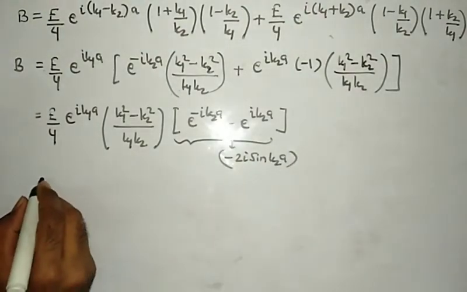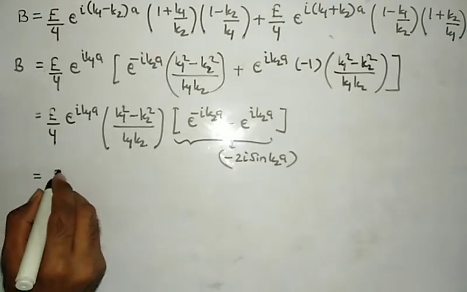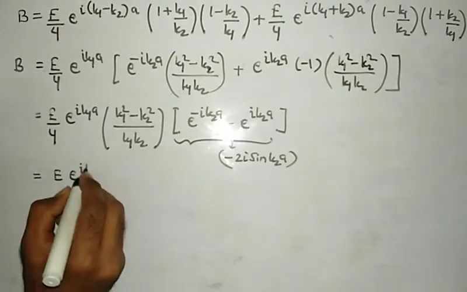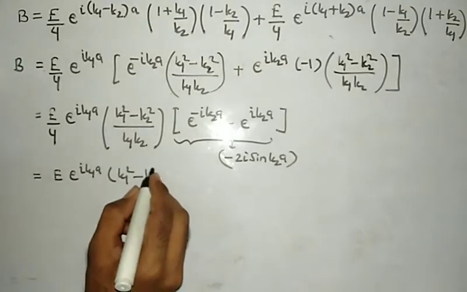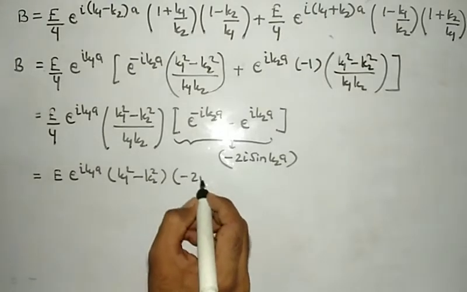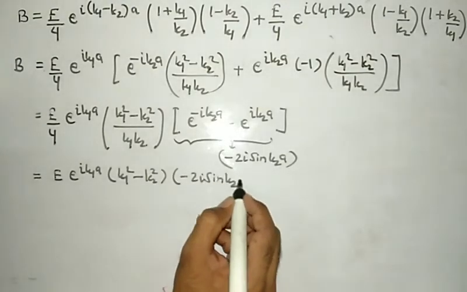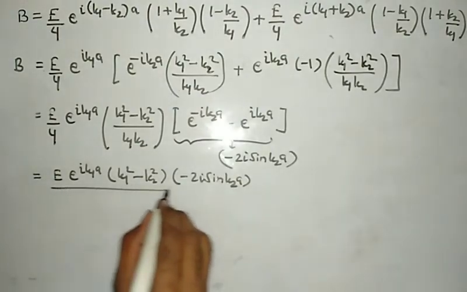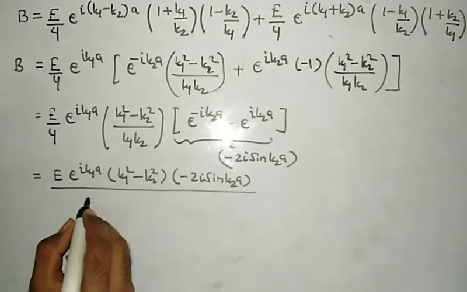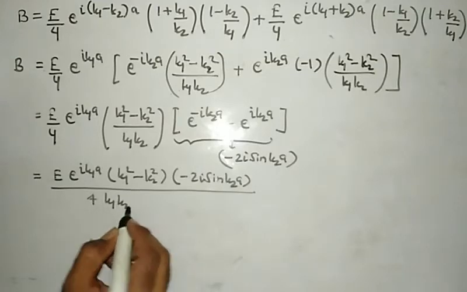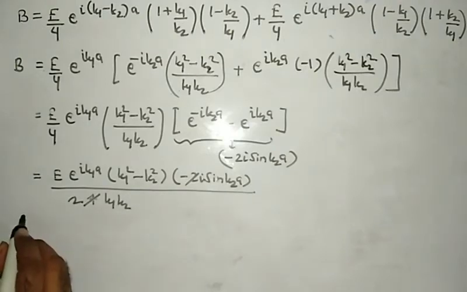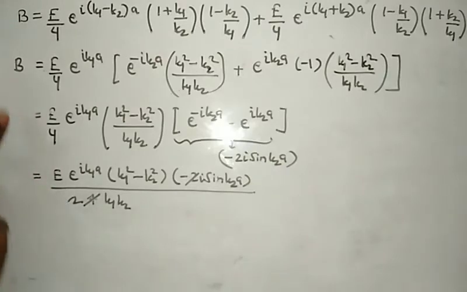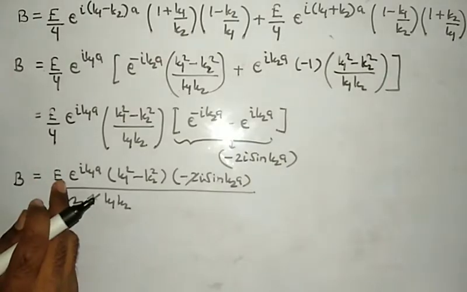So writing down e to the power i k1a, k1 square minus k2 square, minus 2i sin k2a, by 4 k1 k2, this is 2 times. So now this is B in terms of E.